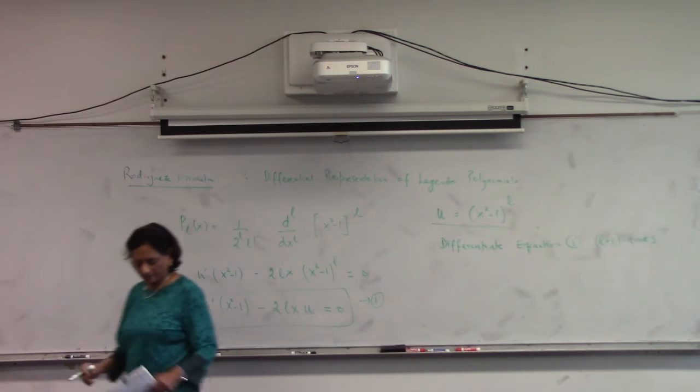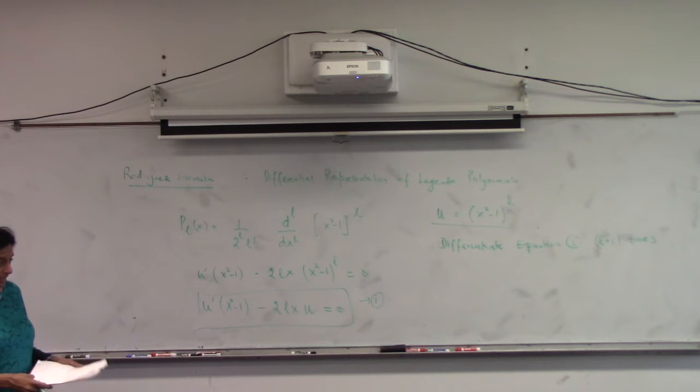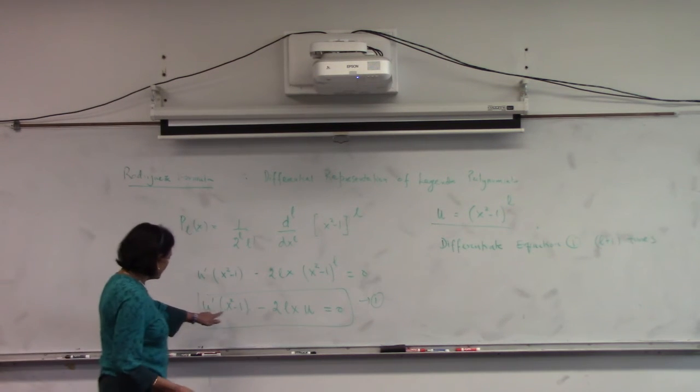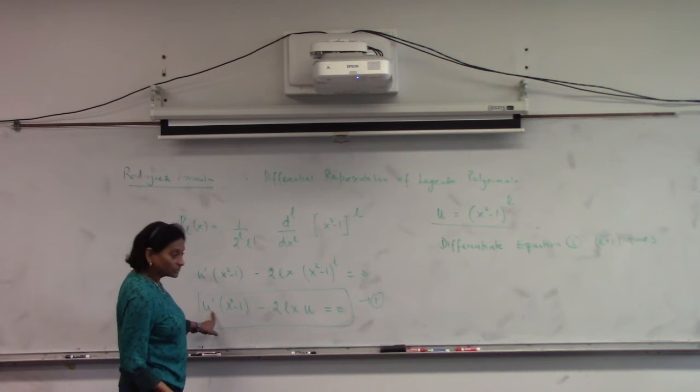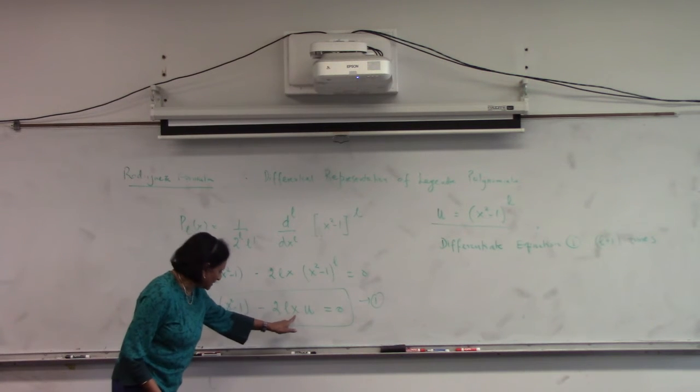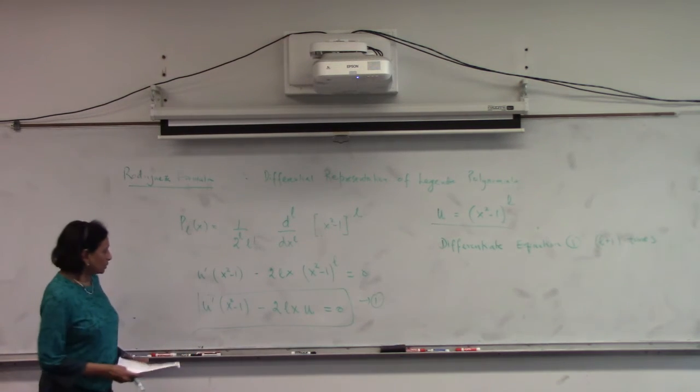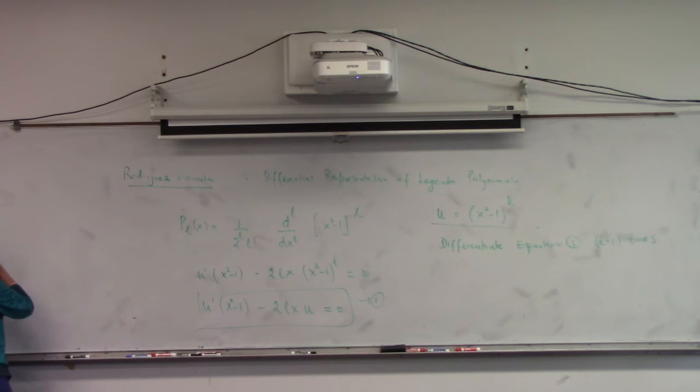This is what I have to do, but my problem is I've got a product of two functions. This is also a function of x, and this is also a function of x. So we're going to use the Leibniz formula at this point.